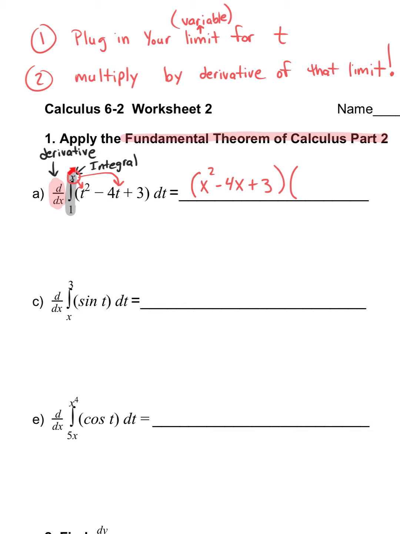The second step is you multiply everything by the derivative of that limit. The derivative of x is simply 1. So that answer is just equal to x squared minus 4x plus 3. And there you go, final answer. Yippee! So that one wasn't too bad. Great shortcut, huh? Okay, let's keep going.